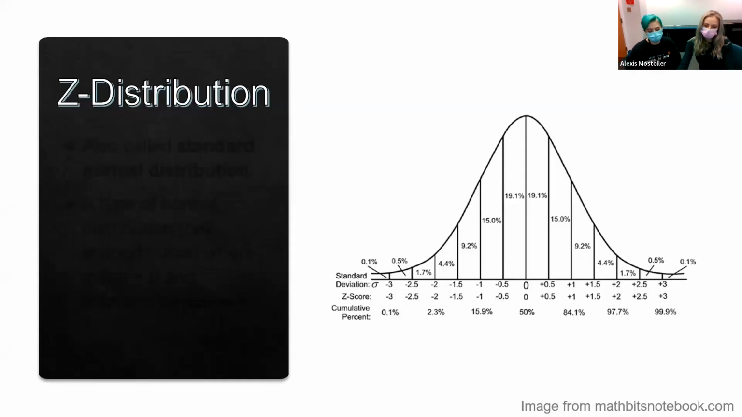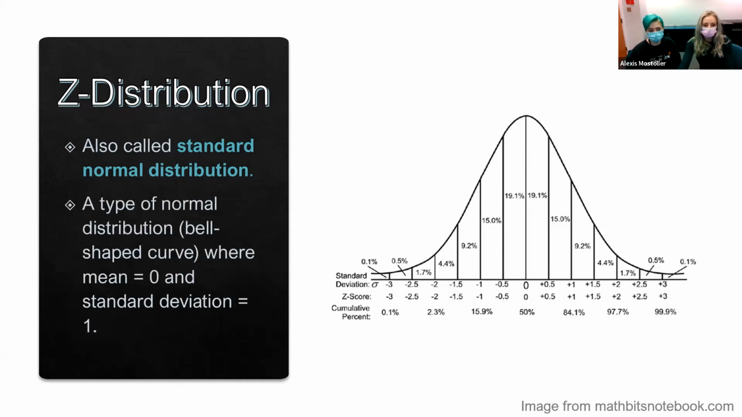All right, so as Alexis was saying, a Z-score shows you where a particular data point or score falls relative to the mean. So we can look at this on a distribution curve. A Z distribution is also called a standardized or standard normal distribution. And this is a special variation of a normal distribution or a bell-shaped curve where the mean has been set to equal 0 and the standard deviation is equal to 1.